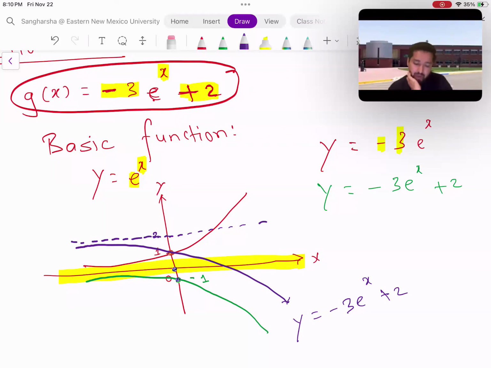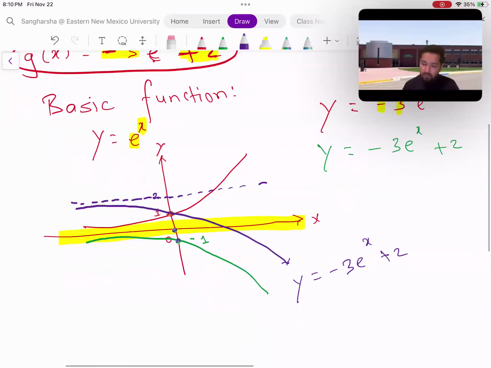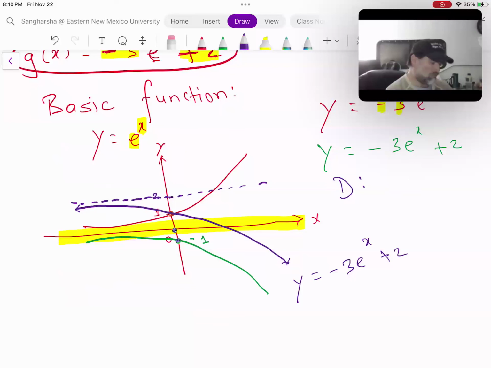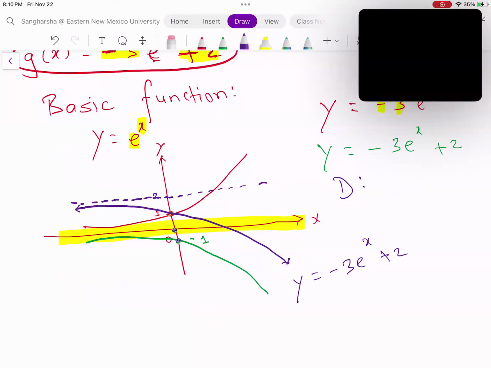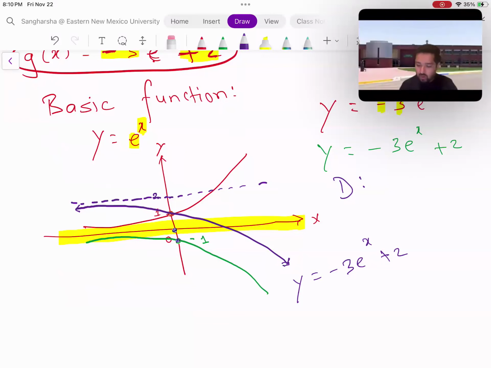Now, if we have this graph, what will be the domain for this function? We have the graph, and finding the domain for a graph means how far you can extend your graph from left to right. Like on the left, how far can we go? How far can we extend this graph? All the way, negative infinity. Yeah, negative infinity, right? And on the right, we can extend all the way to positive infinity. So from negative infinity to positive infinity is our domain.